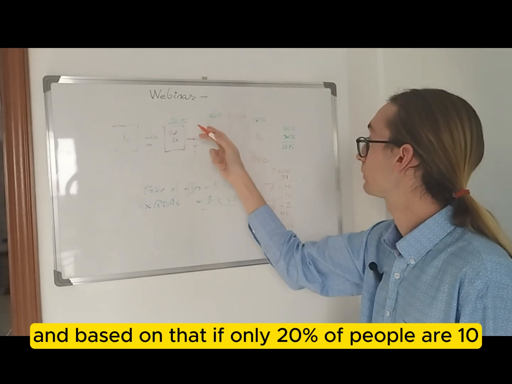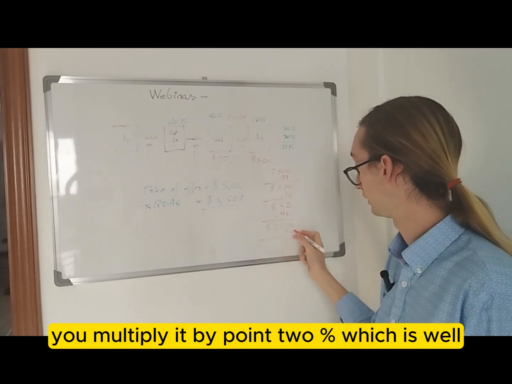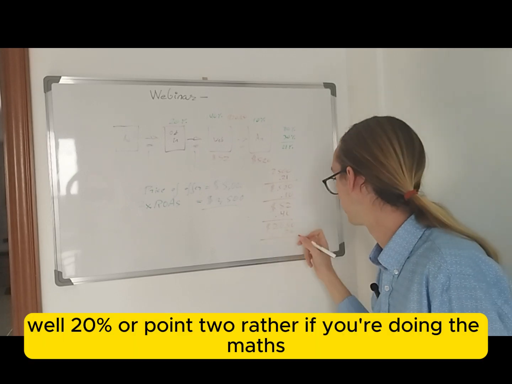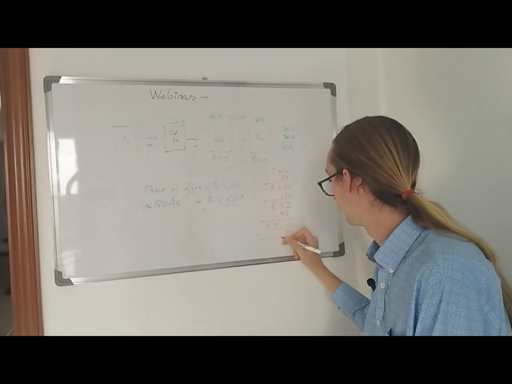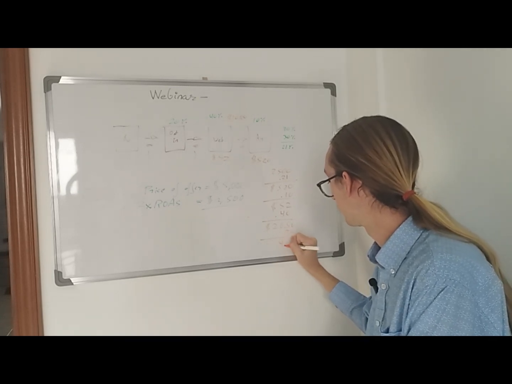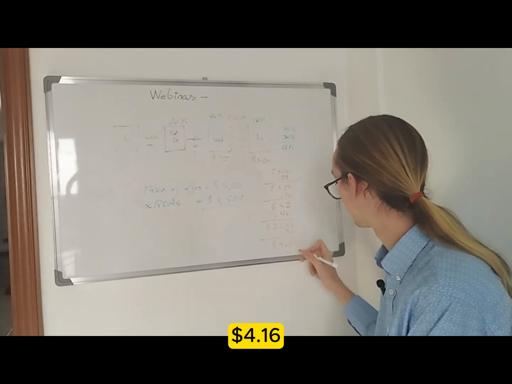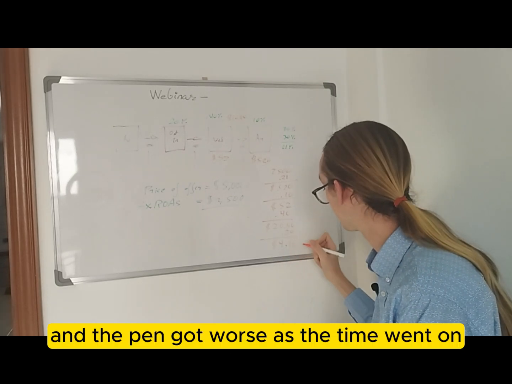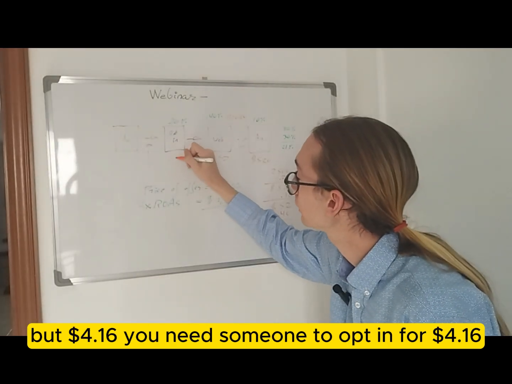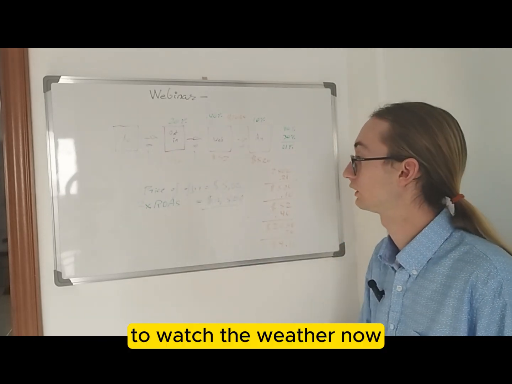And based on that, if only 20% of people opt in, you multiply it by 20%, or 0.2 rather, if you're doing the maths. And what this will look like is around $4.16. The pen got worse as time went on, but $4.16. You need someone to opt in to watch the webinar for $4.16.